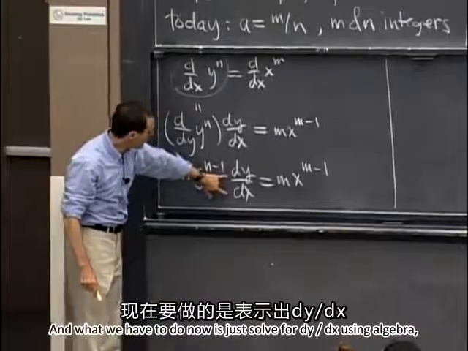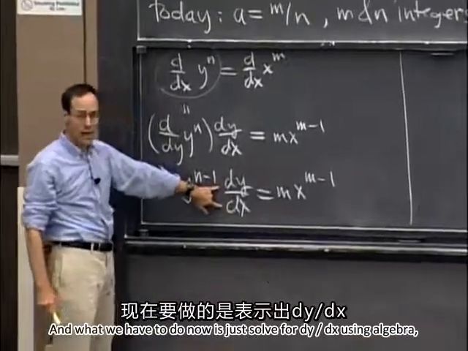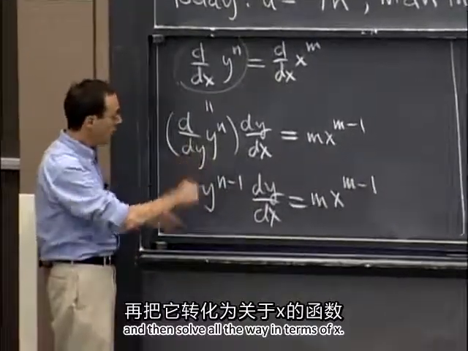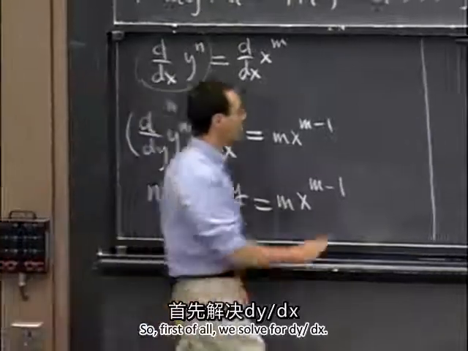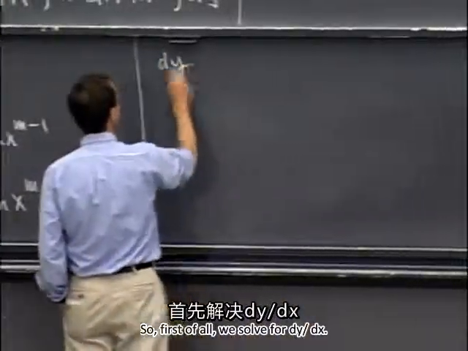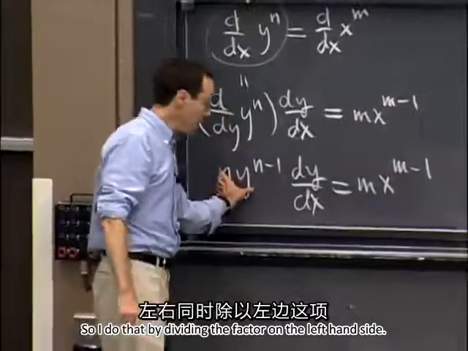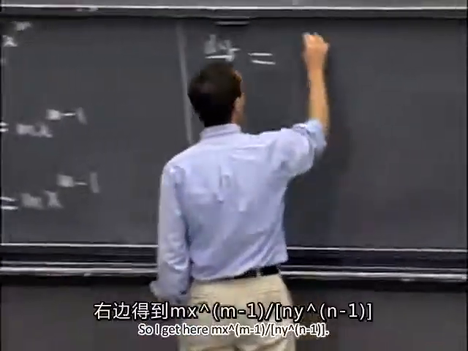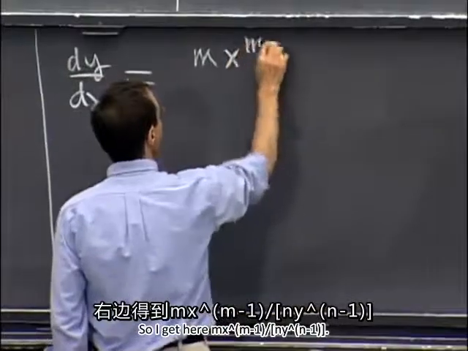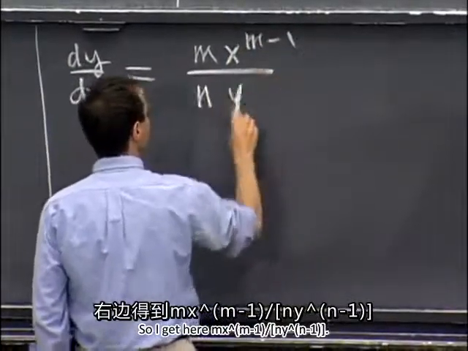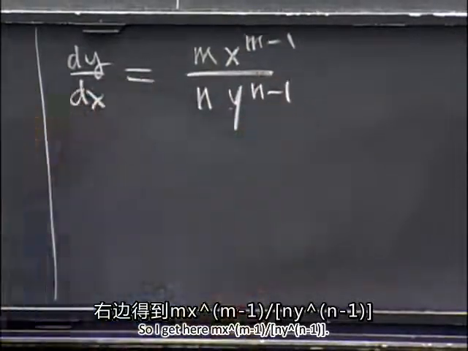And what we have to do now is to solve for dy dx using algebra and then solve all the way in terms of x. So first of all, we solve for dy dx. I do that by dividing by the factor on the left-hand side. So I get here m x to the m minus 1 divided by n y to the n minus 1.